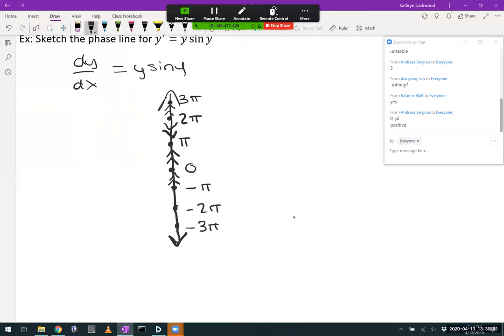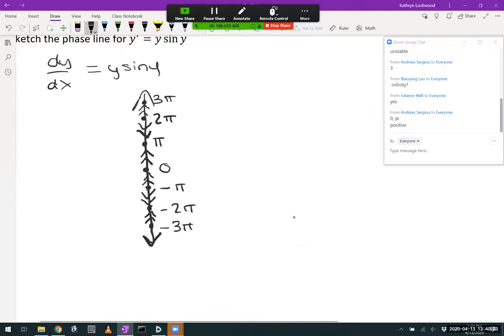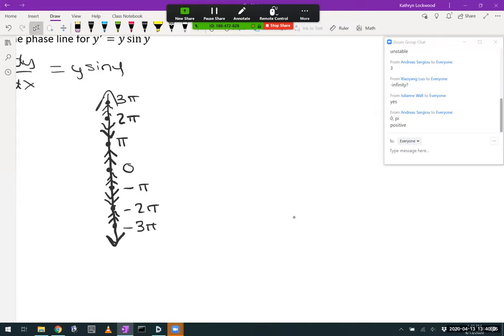In between minus pi and minus 2 pi, the product ends up being negative, and then positive, and then negative, and it repeats. All right, so let's classify. Start off with the stable equilibria. All right, give me one value of y where it will be stable.